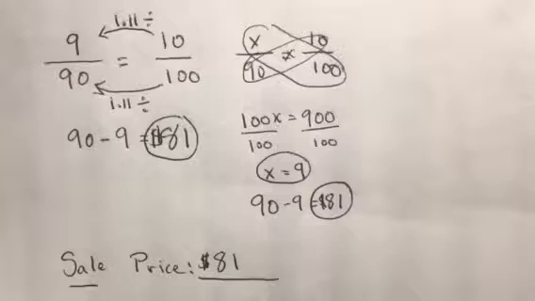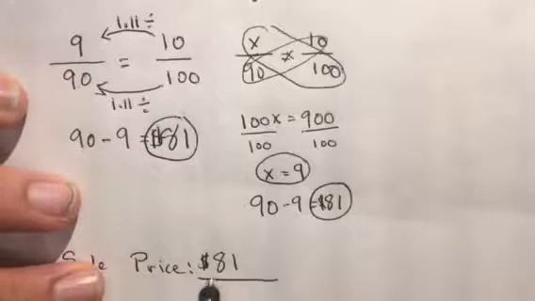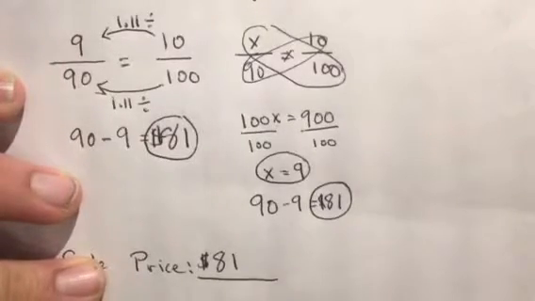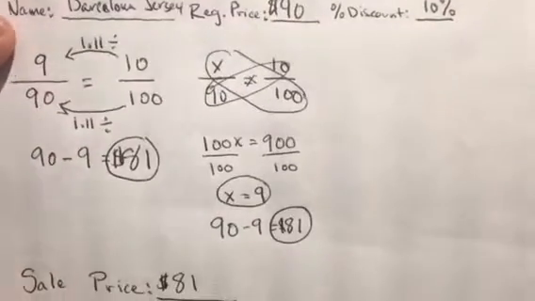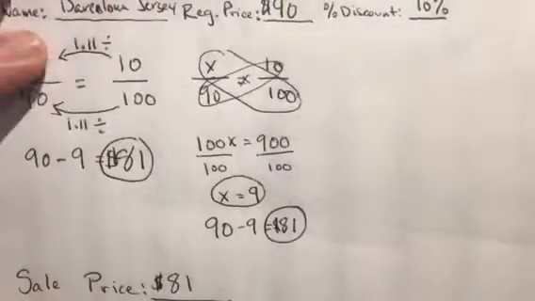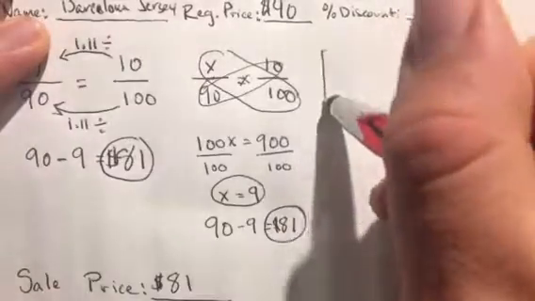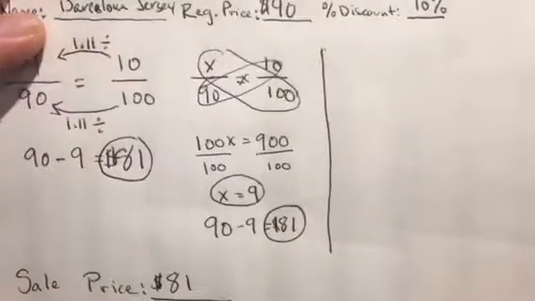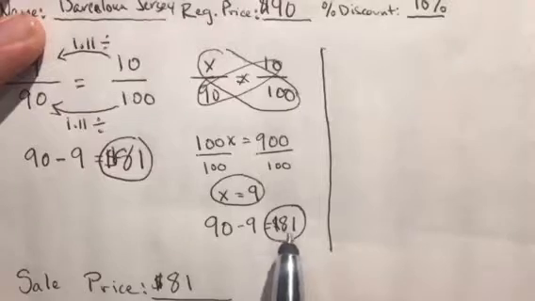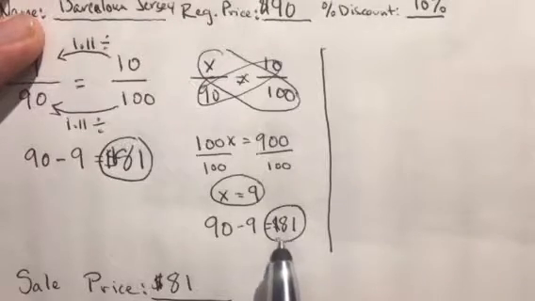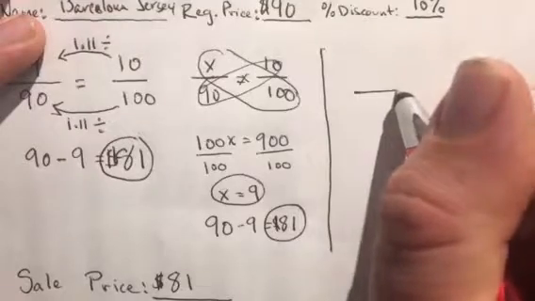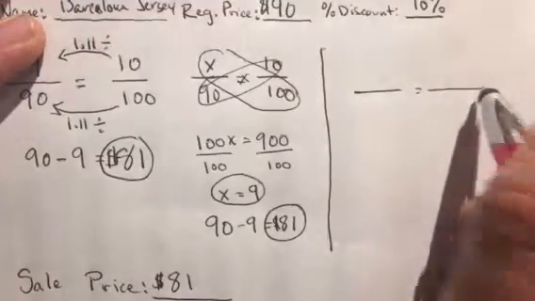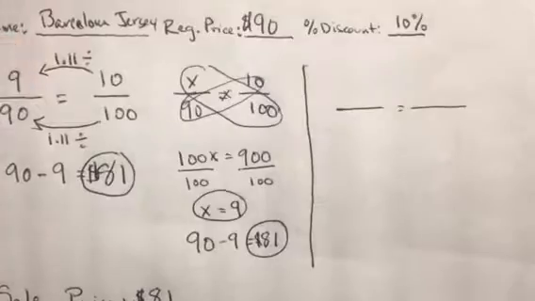But there's tax. So now the new cost of this jersey is $81 plus the 6% sales tax. So I need to now figure out how much that's going to cost with tax. Well, to do that, I'm going to work on the other side. I'm going to draw a line down. Now that I have my $81, I know that's my new total for the cost of the jersey. So again, I can set up my equivalent ratio. And now I have to find out the sales tax.